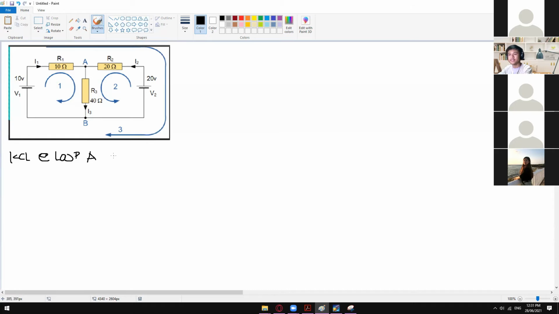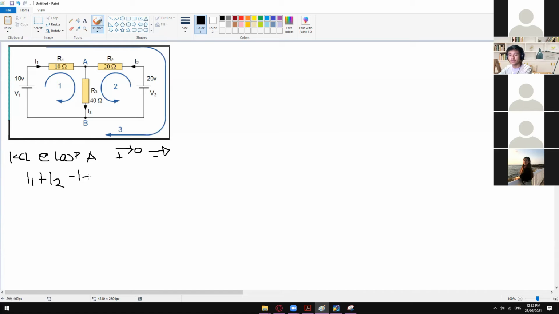So again, if it's entering a node, that's positive. But if it's leaving a node, then that's negative. That's the signage that you have to follow when forming an equation for KCL. So KCL at node A, as you can see, we have I1 entering and I2 entering. So that's why I1 is positive and I2 is also positive. But this one is now leaving our node A.